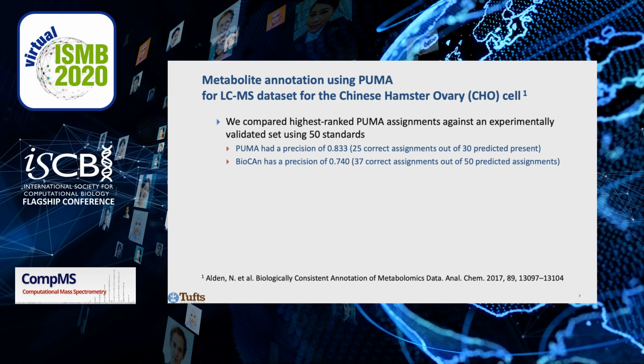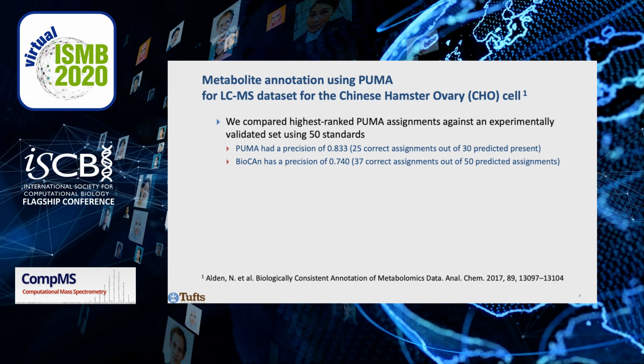We evaluated metabolite annotations obtained using PUMA for LC-MS datasets collected by a collaborator for the Chinese hamster ovary cell. Our collaborator's lab analyzed the CHO datasets thoroughly. After pre-processing the metabolomics datasets, they provided METLIN and HMDB matches for each measurement when possible. They also use their tool called BioCAN, which aggregates measurements from spectral databases, different tools such as MetFrag, and network connectivity.